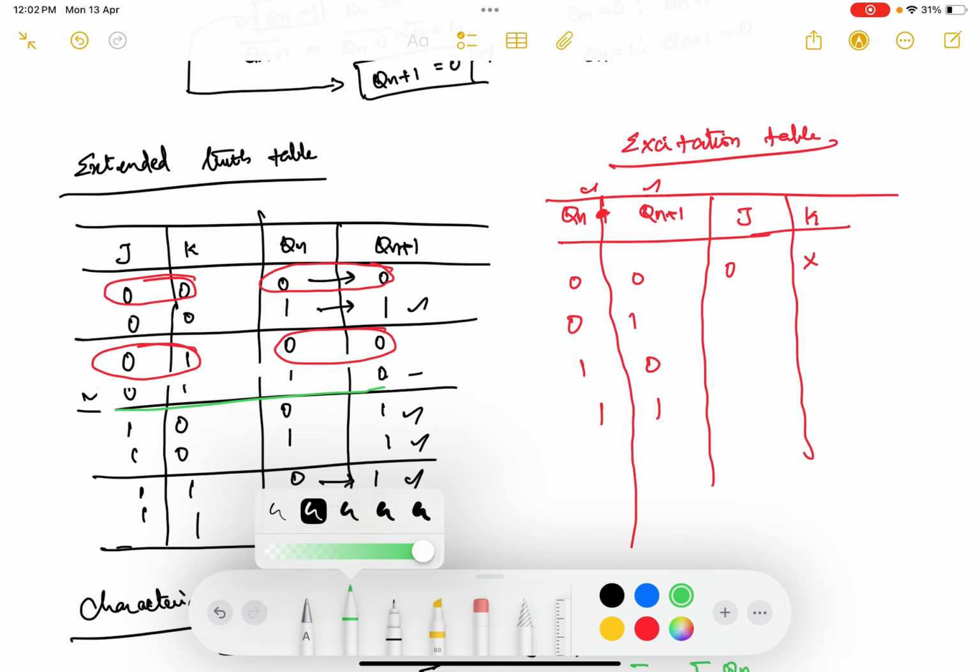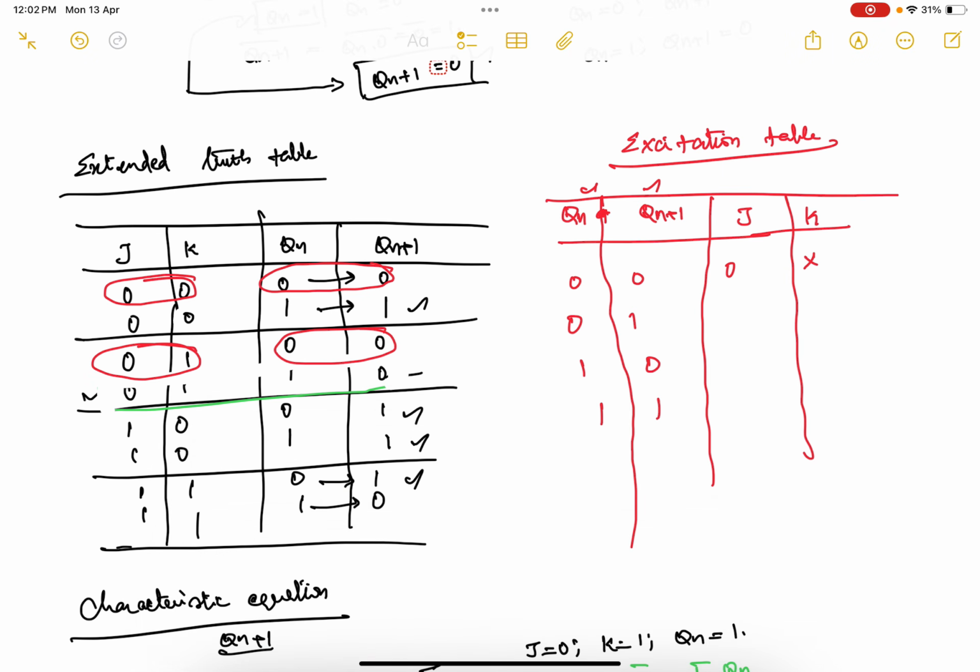With blue color, green color you will go. Next is the 0 1 condition, that is present state should be 0 and next state should be 1. Here I have the 0 1 condition, and here also the 0 1 condition. For that, what are the inputs? Here it is 1 0 and here also 1 0, which means J remains constant as 1, while K is changing from 0 to 1, so K will be X and J will be 1.